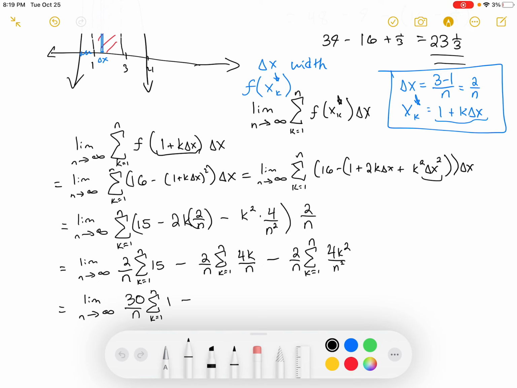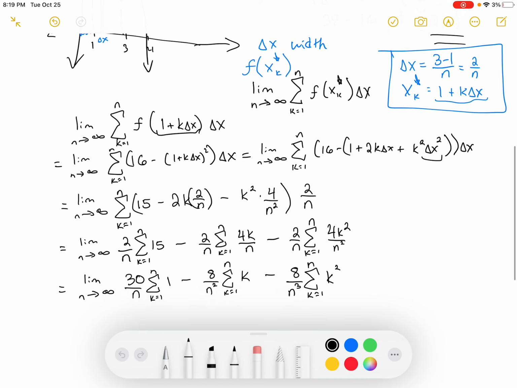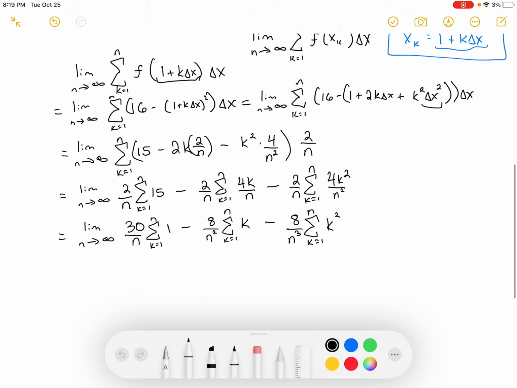Then here, I can't pull the k out, but I can pull the 4 over n out. So let's pull an 8 over n squared times the sum of k equals 1 to n of k. Again, we know what that is. And then here I can pull the 4 over n squared out. I can't pull the k squared out, but I can say this is 8 over n cubed times the sum of k equals 1 to n of k squared. Well, these are just the 3 formulas we had at the beginning of class. Well, 3 of the 4 formulas.